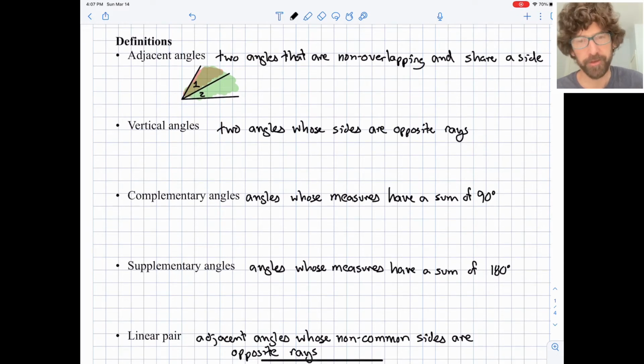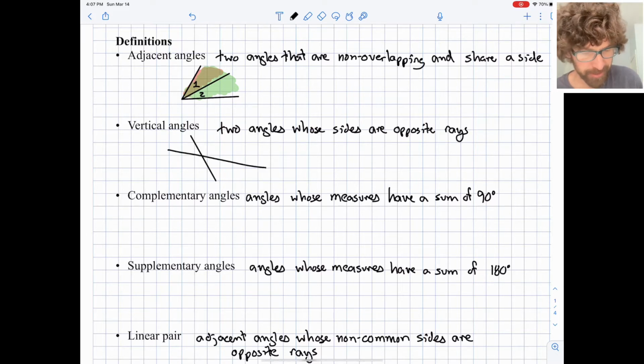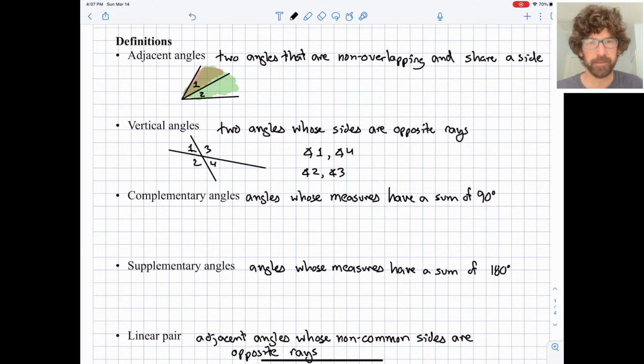Vertical angles, I think, are the most poorly named angle pair in all of geometry. It has nothing to do with vertical versus horizontal. In fact, I don't quite know why they're called vertical angles, but they are two angles whose sides are opposite rays. So let's say we have these three angles. Angle 1 and angle 4 are a pair of vertical angles, and also angle 2 and angle 3 are a pair of vertical angles.